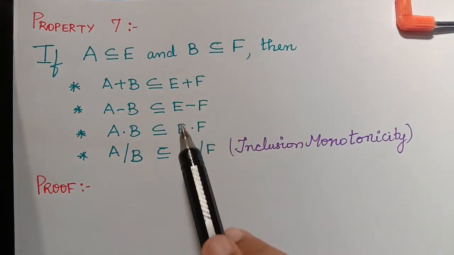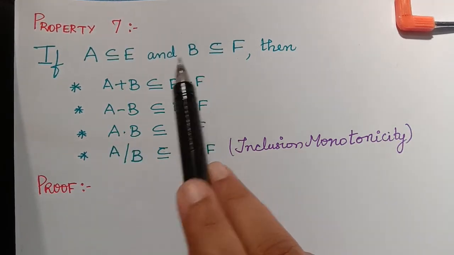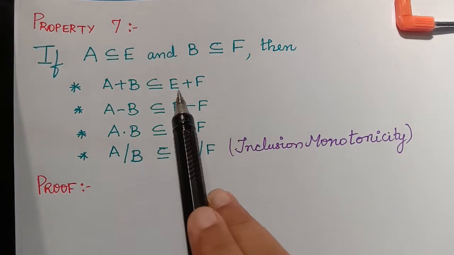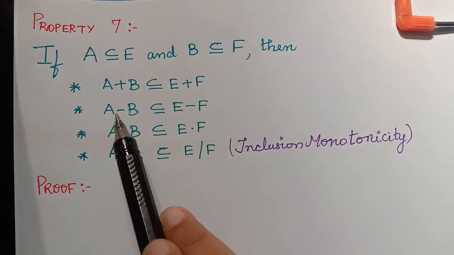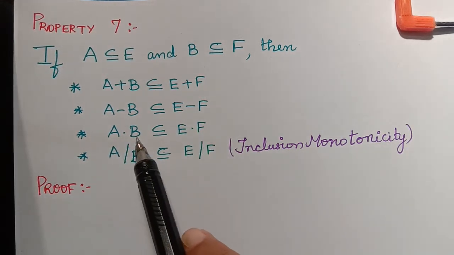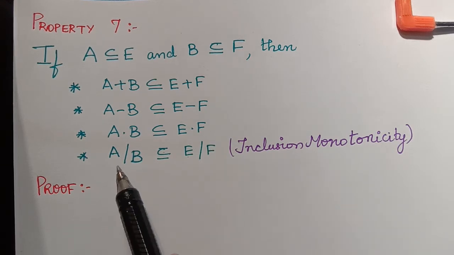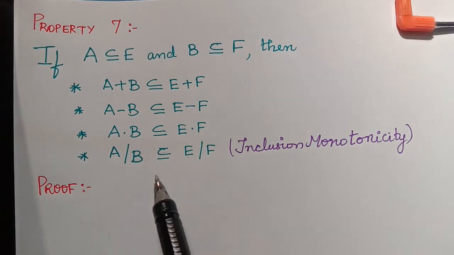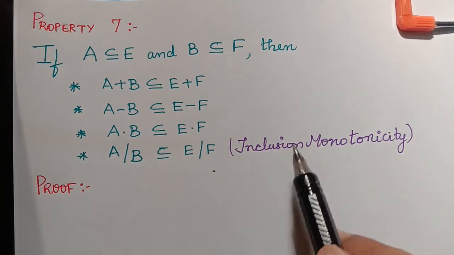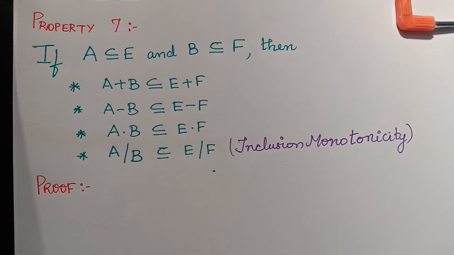They are asking us to prove that when we take the sum of the two intervals which are subsets of E and F, it will again be a subset of E plus F. Similarly, A minus B will be a subset of E minus F, A multiplied by B will be a subset of E multiplied with F, and A divided by B will be a subset of E divided by F. This property is known as inclusion monotonicity. So now let us prove this.